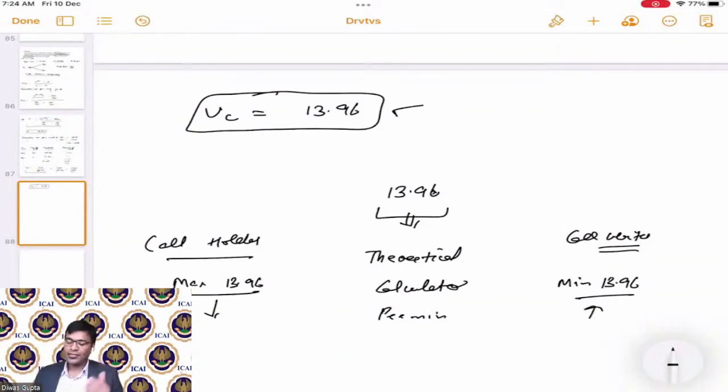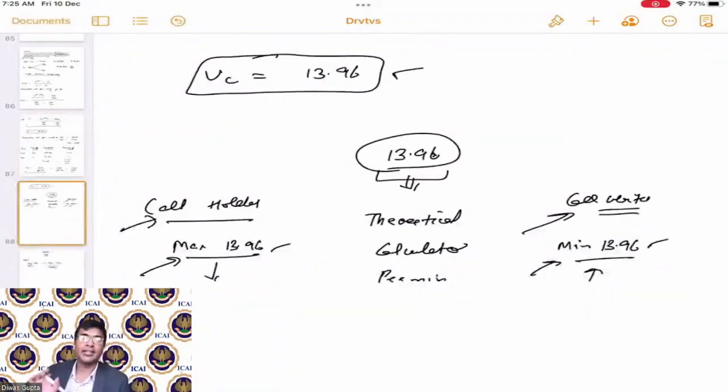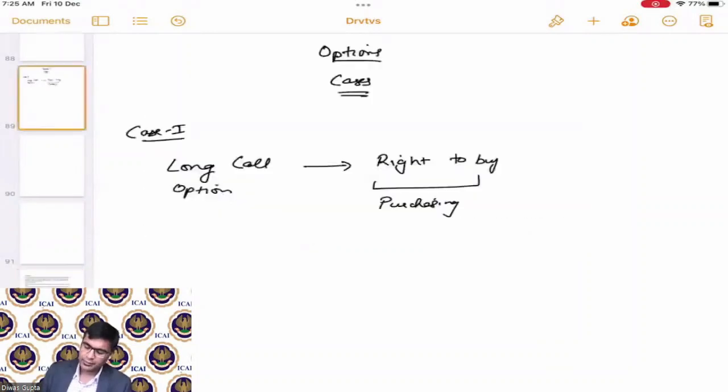But ultimately, if this is the maximum for the call holder and this is the minimum for the call writer, the deal will be done at 13.96. I am giving you the perspective because you are asking from which point of view. Hence, from the call holder perspective it will be maximum 13.96. From the call writer perspective it will be minimum 13.96. So this is the perspective that they will carry, and the calculation will be done by both of them because the data is the same.